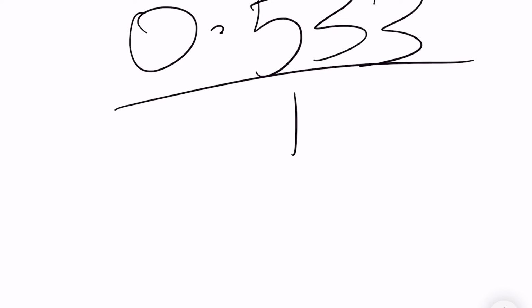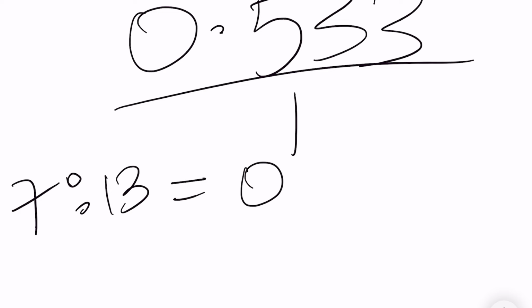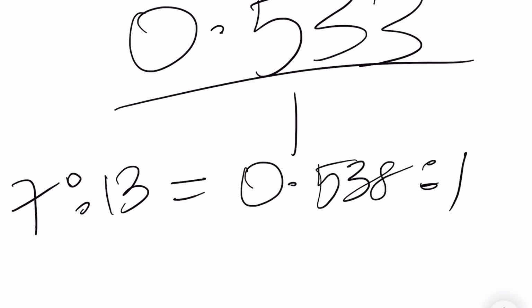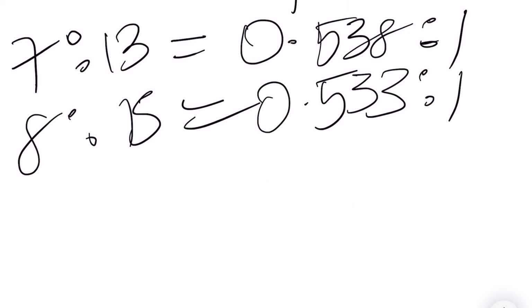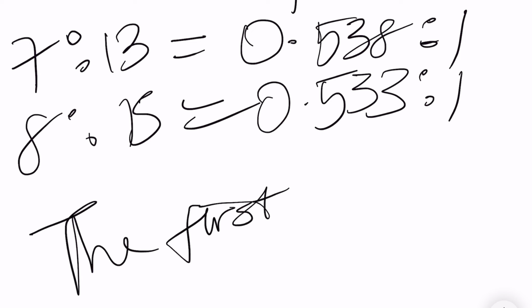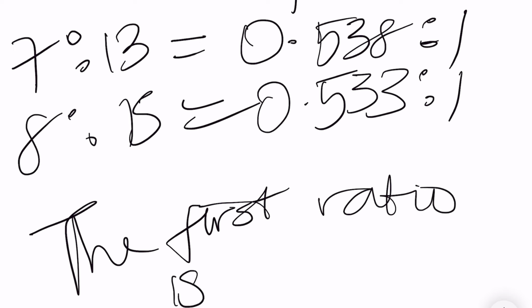So for the ratio that is greater, ratio 7 to 13 is 0.538 to 1, and 8 to 15 is 0.533 to 1. So, solving this, which ratio is greater? The first ratio is greater.